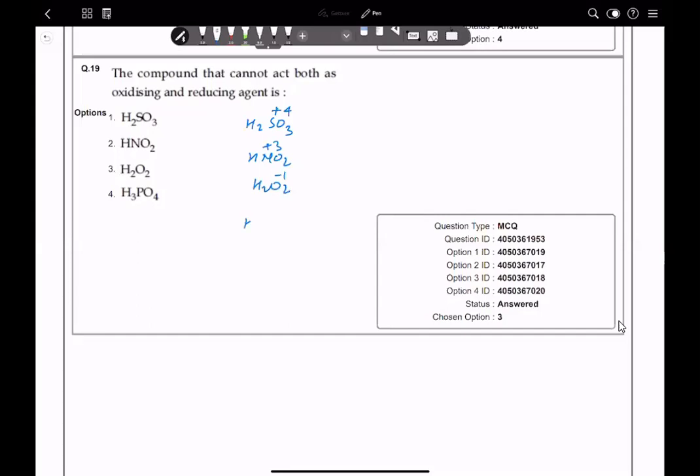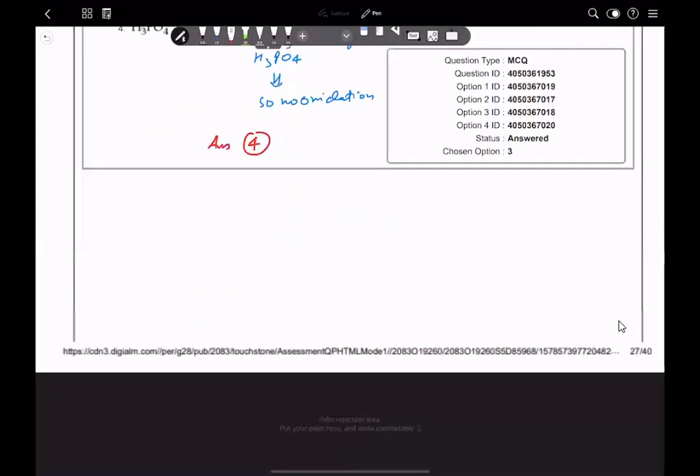And in the case of H3PO4, the highest oxidation state of phosphorus is +5, which is the highest oxidation state. That means further oxidation is not possible. So no oxidation. And the question asks for the compound that cannot act as both oxidizing and reducing agent. So H3PO4 cannot be further oxidized, it can only be reduced. So as per the given options, the answer must be that one. Okay. Then question number 20 is given.